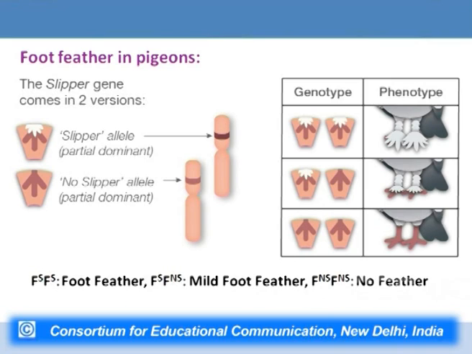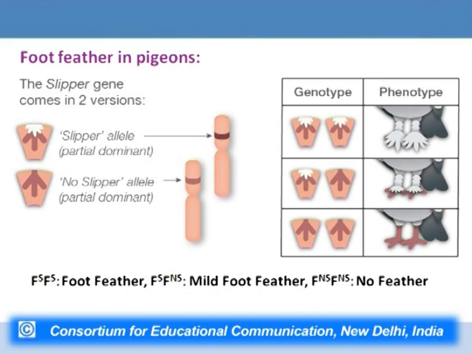So, in this particular case, whenever slipper allele is present in homozygous condition, these pigeons have feathers on the foot which are very long. They almost appear like mini wings. Whereas, whenever there is an individual which has a copy of slipper allele and a copy of no slipper allele, then it leads to formation of individuals whose foot have miniature feathers. On the other side, whenever the individual has homozygous condition of no slipper allele, then the foot does not have any feather. It has only scales.